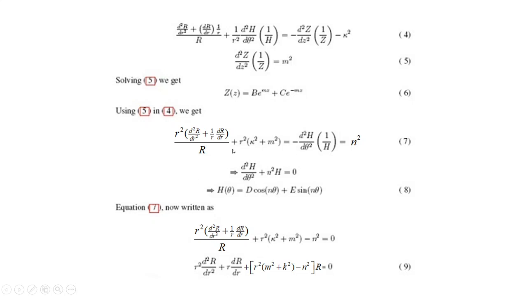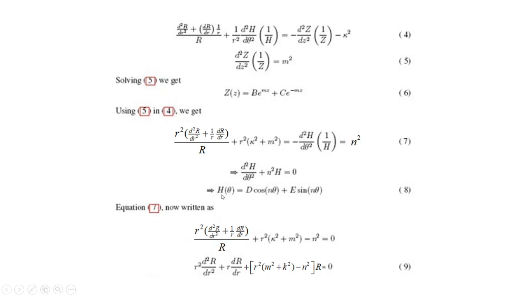Once again, make use of the property that a function of r can be equal to a function of theta only when both of them are constants. So now from equation 7, the second and third terms give again a second order ordinary differential equation with constant coefficients, and you can see that the roots are complex.